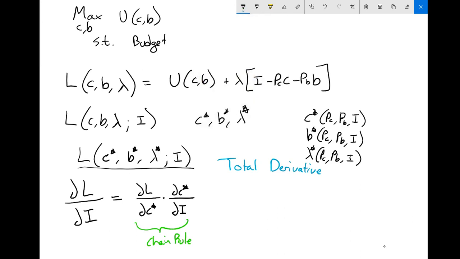Because C is a function of I, I need to treat this like a chain rule, where the outer function is L and the inner function is C. So, if I want to know the total derivative of L with respect to I, I've got to do the chain rule with respect to C, because C is a function of I. Then I need to do the same thing for B, because B is a function of I. So the derivative of L with respect to B star times the derivative of B star with respect to I, plus the derivative of L with respect to lambda star, because lambda star is a function of I. The derivative of lambda star with respect to I.